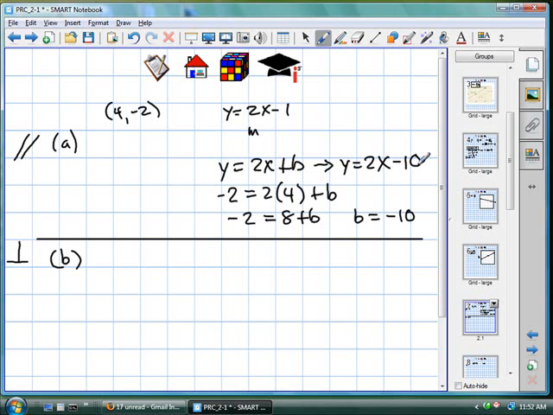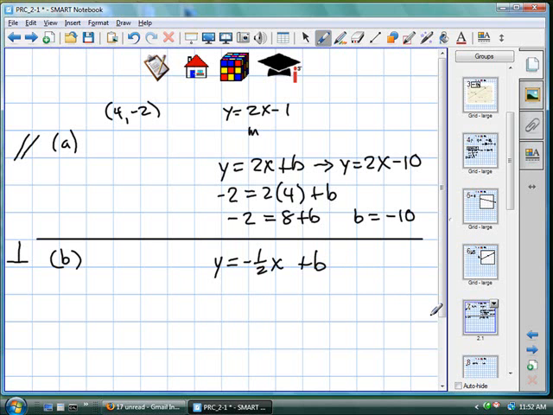Okay, part B. Let's find the equation of a line perpendicular to this line and going through this point. Well, once again, the slope of this line was 2. So what's the slope of a line perpendicular to it? Negative 1/2, right? -1/2. So right off the bat, we already know this much. We took the negative reciprocal slope.